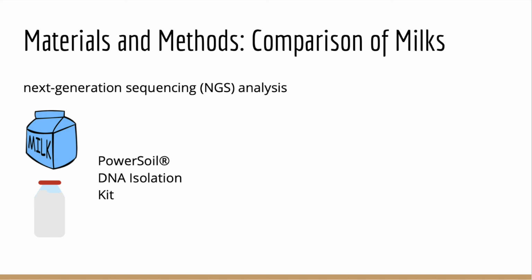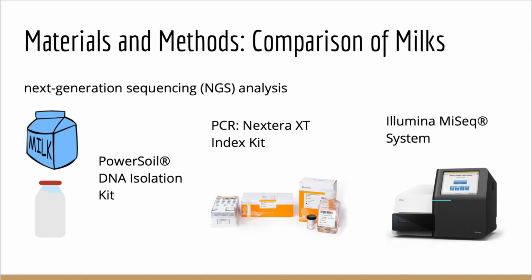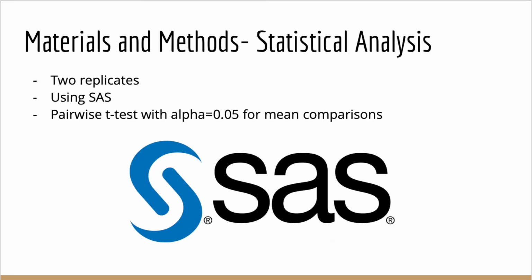analysis was done. The PowerSoil DNA isolation kit was used to extract the DNA from both the milks. A sequencing library was made via PCR using the Nextera XT index kit. Finally, to determine raw data counts, the Illumina system was used alongside many softwares. For statistical analysis, 2 replicates were used to strengthen data, as well as the software SAS, and a pairwise t-test with alpha of 0.05 was used for mean comparisons.